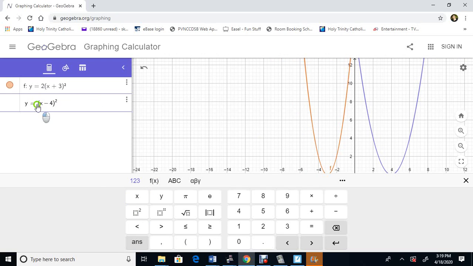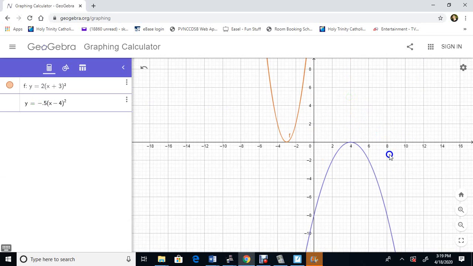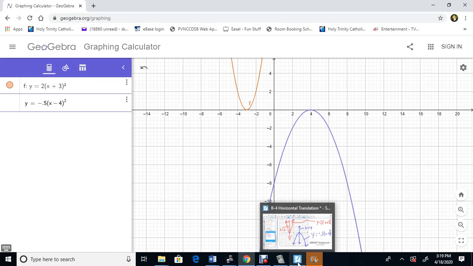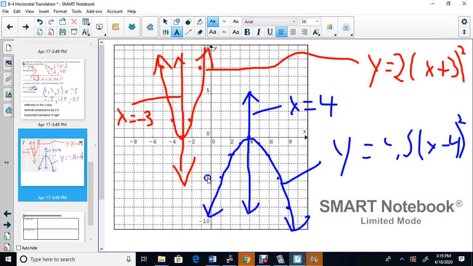Oh, but it's negative. We missed the negative 0.5. Well, there it is down there. Okay, we missed the 0.5. It opens downward. The y-intercept would have been at negative 8. Let's see how close we were on our y-intercept on our graph. 5, 6, yeah, looks like it's at negative 8. We did a good job graphing it.